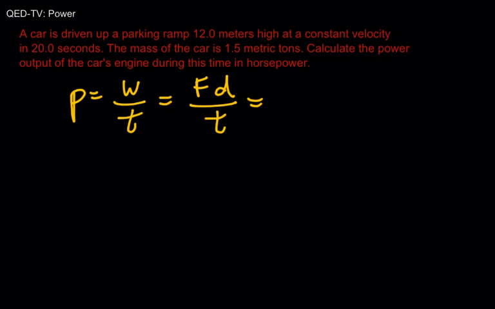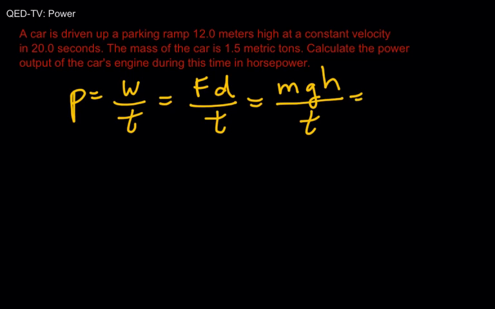In this example, it doesn't really matter about all the driving up the parking ramp. What matters is the displacement is 12 meters high up. So the force it would take to raise this car up would be the weight of the actual car, which would be m times g. The displacement that we're going to move it up, we could also say, is the height, which is going to be 12 meters, and we're going to divide that by the time.